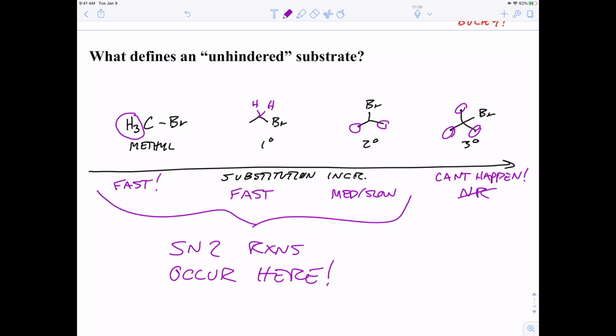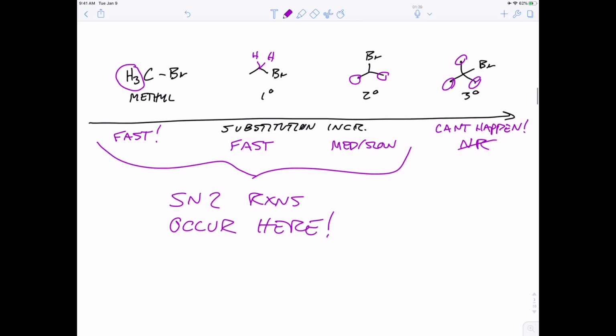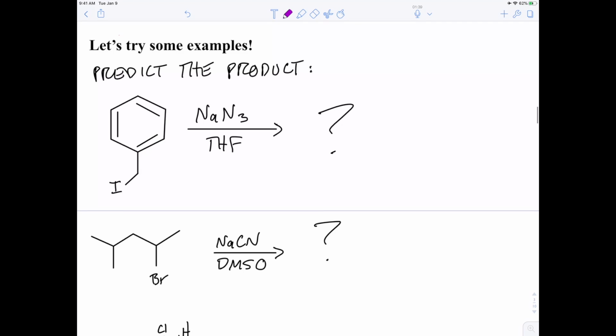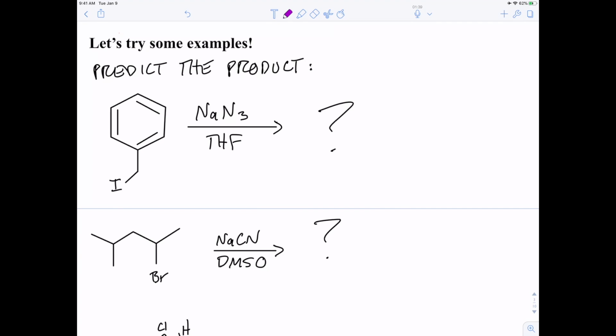Okay, so let's look at some examples now that we've got a few ideas of what our substrates need to look like, what our nucleophiles look like, and how the reaction actually proceeds. So let's look at some examples here. I'd recommend that you take a moment to pause the video and take a guess at these for yourself, even if you don't feel like actually pausing and writing this out, even though that's the best way to do it. I recommend just stopping for a second to make a prediction about what's going to happen here.